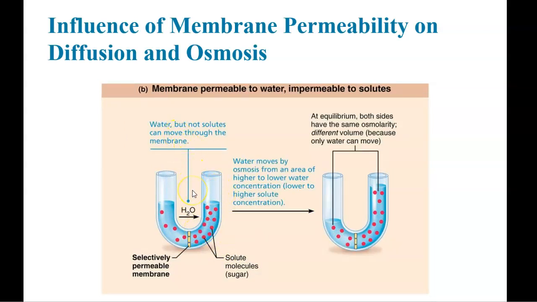If you have a membrane that's permeable to water but impermeable to solutes, meaning that the red dots, the solutes, can't cross, and you have two different concentrations or two amounts of solutes, high solute here, low solute here, that means that only water will move. So in this case, only the water moves from an area of high water concentration to an area of low water concentration. And in this case, it would just increase the volume on the side with the higher solutes.